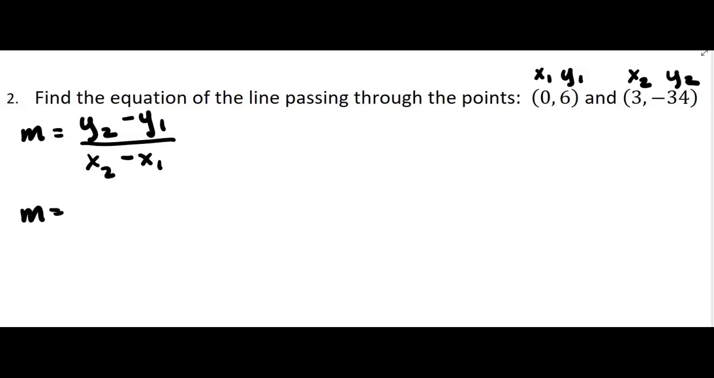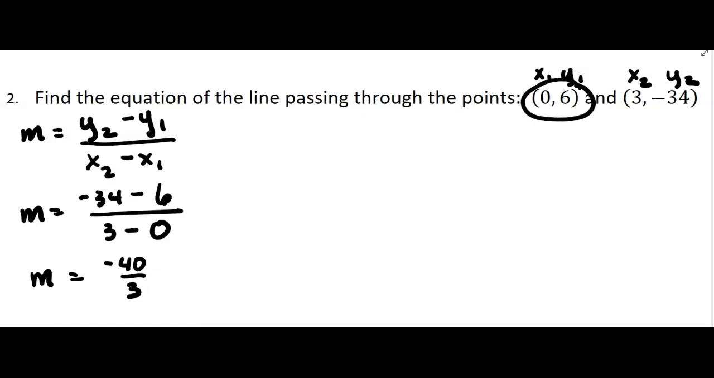So you get the slope is equal to negative 34 minus 6 over 3 minus 0. Okay. So it looks like I'm getting negative 40 over 3 for the slope. Kind of a weird slope, but that's what it is. Make sure I have everything right there. And then it turns out that this point right here is actually the y-intercept. So I know b is 6 because that's the y-intercept, okay?